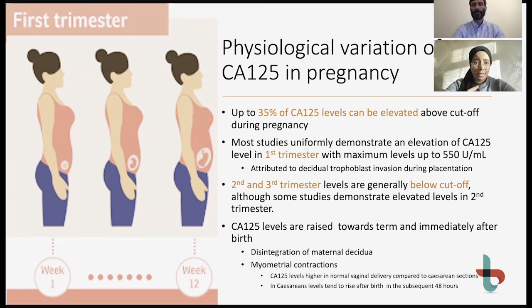And what we find is that the CA125 levels are higher in patients that have delivered vaginally, and it's thought this is due to myometrial contractions resulting in raised CA125. And the levels in patients that have had a vaginal delivery are higher than in patients that have had cesarean sections. However, in patients that had cesarean sections, the levels start to rise in the subsequent 48 hours after the operation. So the rise in CA125 during birth is attributed to the disintegration of the maternal decidua, where we find high levels of MUC16 or CA125.